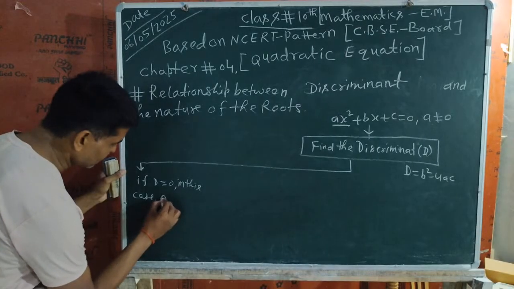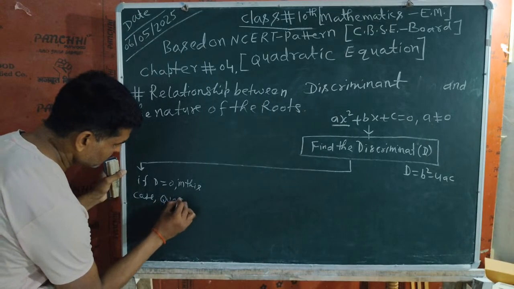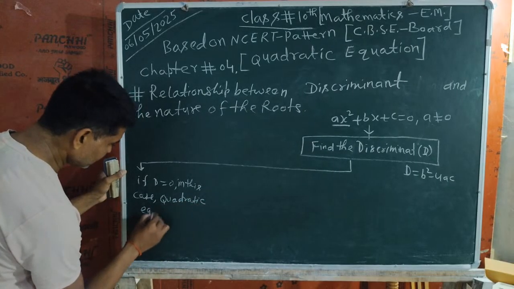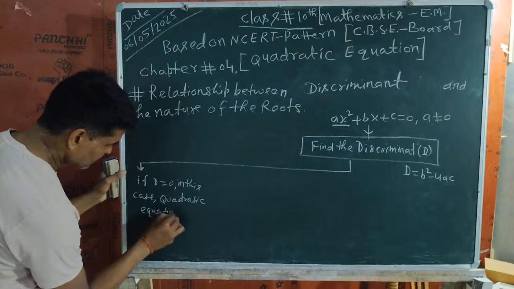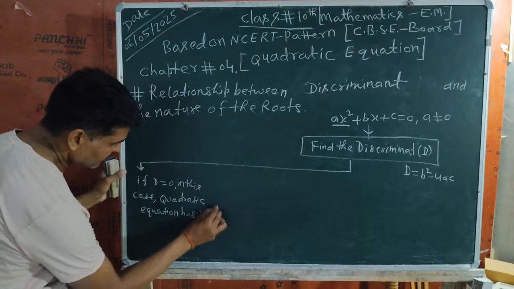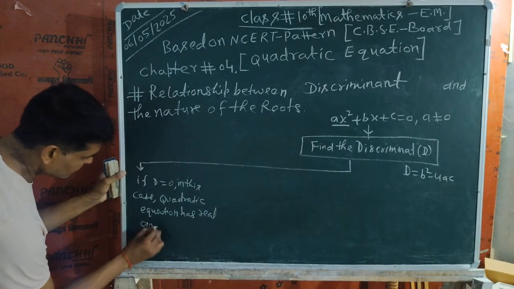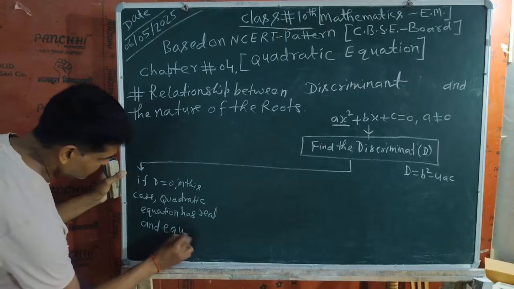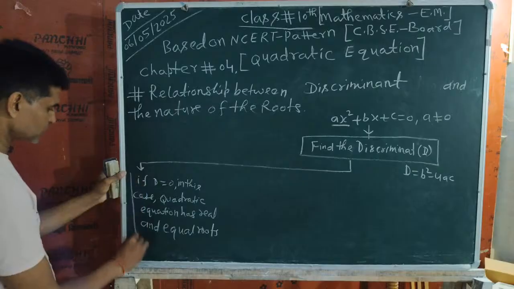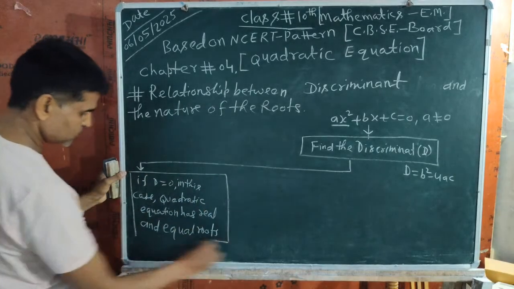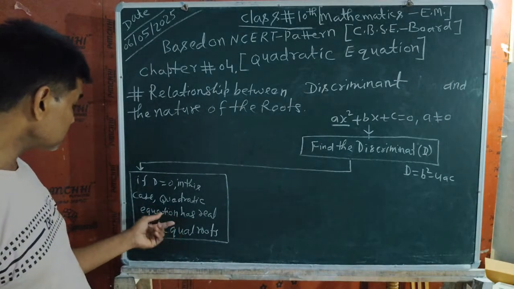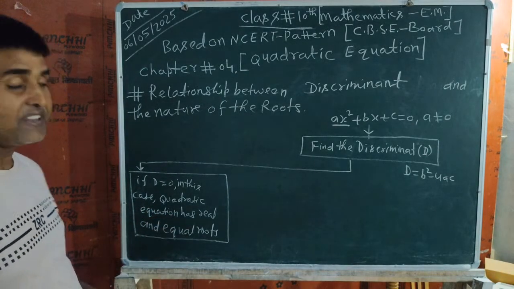Here I will write: quadratic equation has real and equal roots. In this case, if the value of the discriminant is equal to 0, I will say the quadratic equation will have real and equal roots.